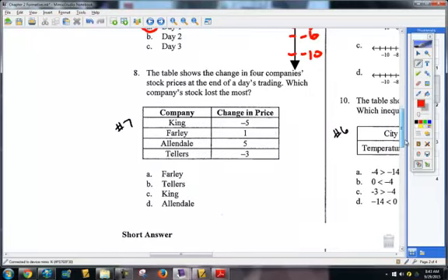Okay, number 8. The table shows the change in 4 companies' stock prices at the end of day's trading. Which company's stock lost the most? What do you guys think? First of all, how many of them lost? 2. That one and that one. So which one lost the most then? King, yeah. Right, that's a pretty easy question. Okay. I thought I got that one wrong.